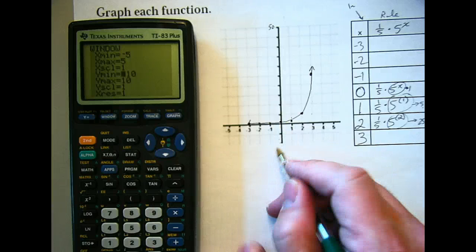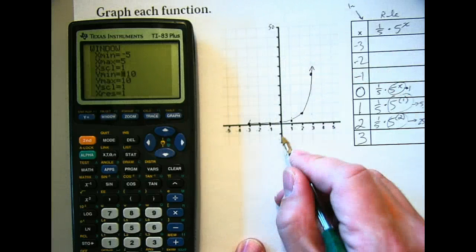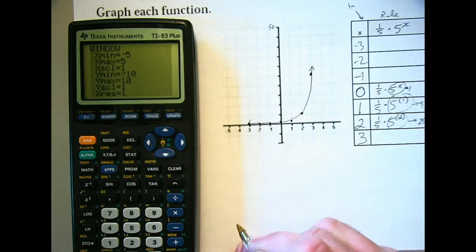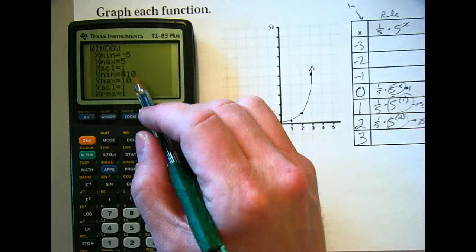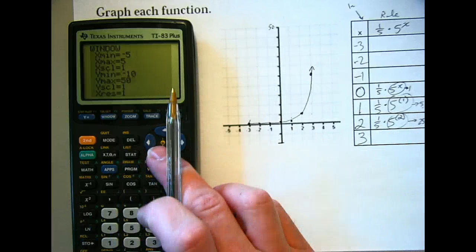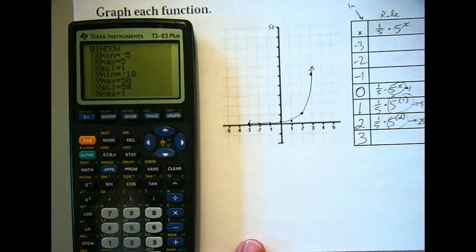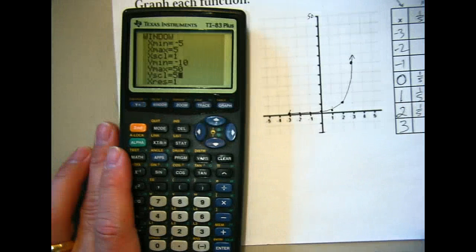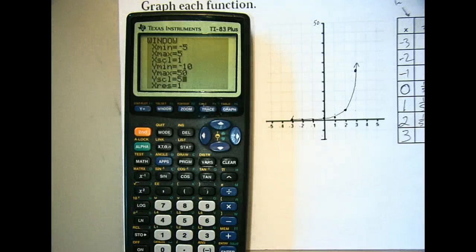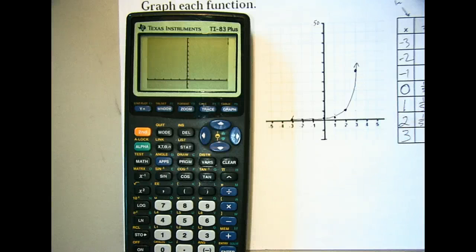So I'm going to actually go down to here. What were we going up by on y? 5. What's the minimum? What's this point down here? -10, right? And so we're already good there. What's the maximum? 50. What are we going up by? Not 1. 5. So now if you have those settings in your calculator and hit graph, it should look more like this picture. Yeah, looks just like it. Okay?